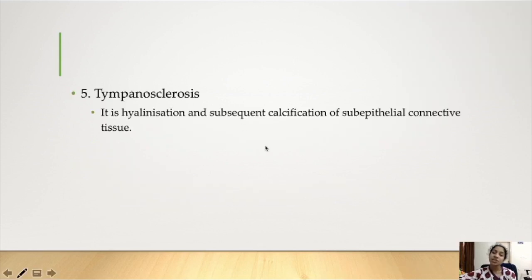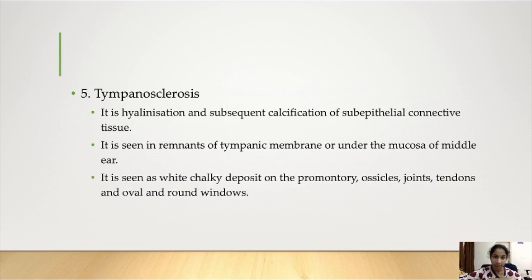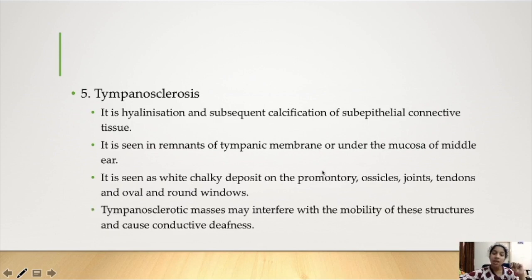Tympanosclerosis. It is hyalinization and subsequent calcification of subepithelial connective tissue. So it is nothing but the calcification of subepithelial connective tissue, and it is seen in remnants of the tympanic membrane or under the mucosa of the middle ear. It is seen as a white chalky deposit on the promontory, ossicles, joints, tendons, and oval and round window. Any of these places we can see that deposit. Tympanosclerotic masses may interfere with the mobility of these structures and cause conductive deafness. If this mass is stuck in these structures, it will interfere with their mobility, right? That's why there will be conductive deafness.